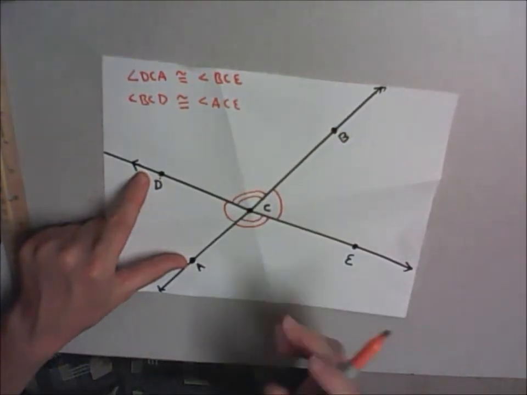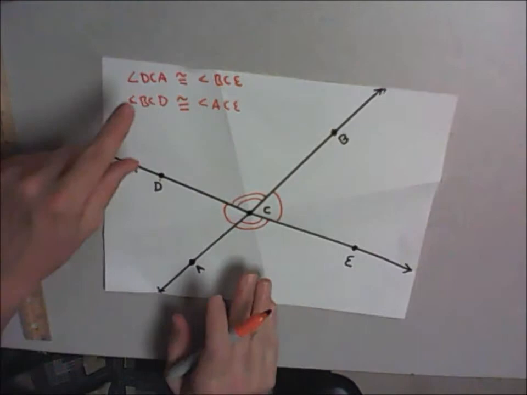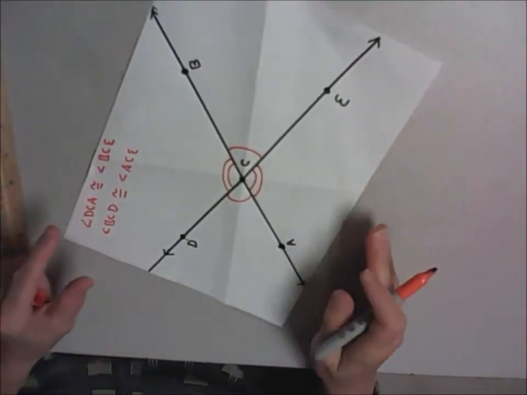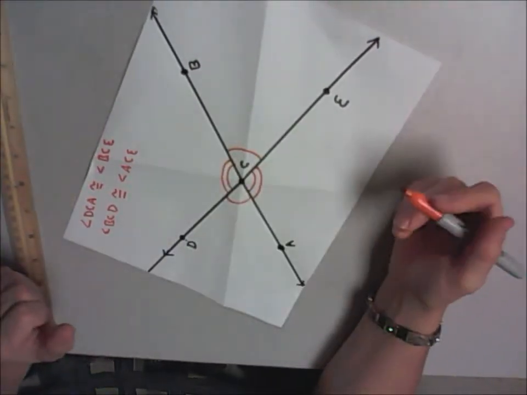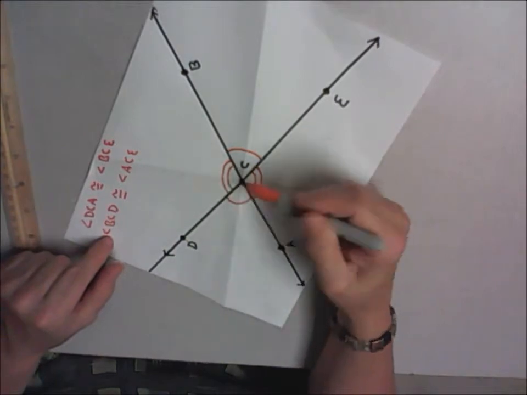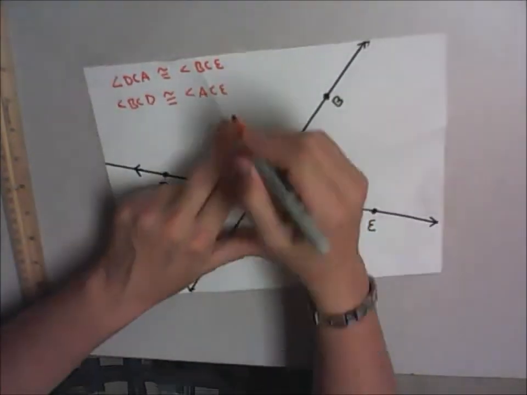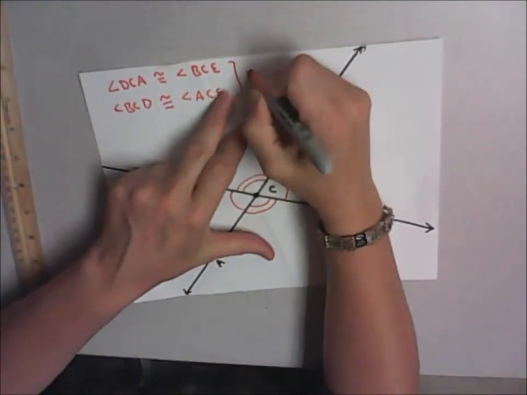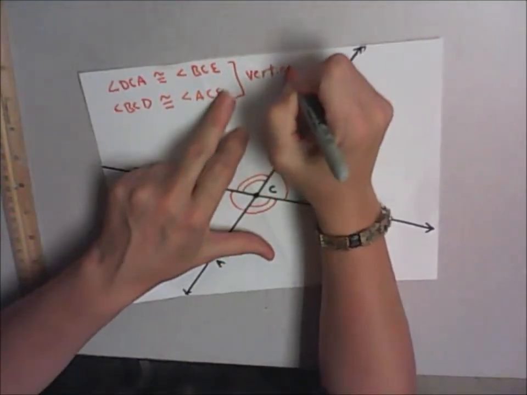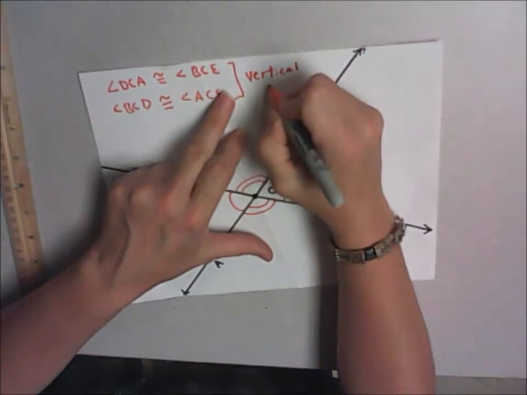And you're used to thinking of vertical being up and down. All I got to do is turn this, and these are now up and down. Vertical in here means across the vertex from each other when you have two intersecting lines. Okay, so these are both vertical angles.